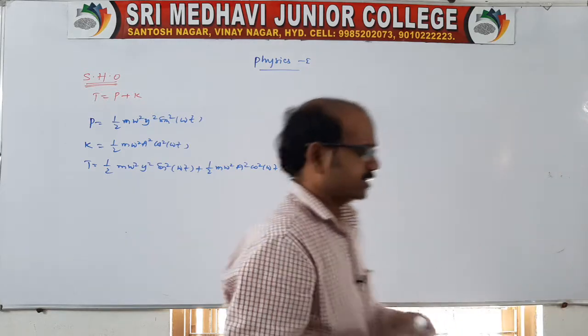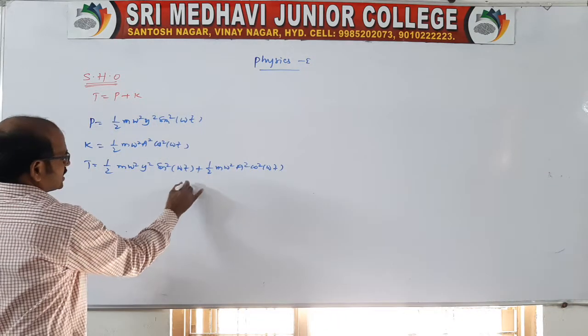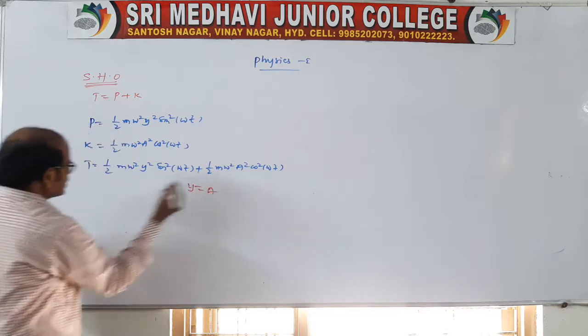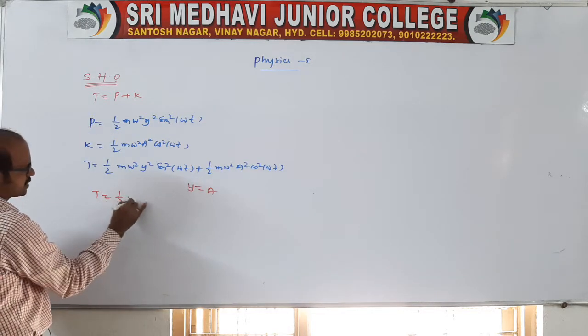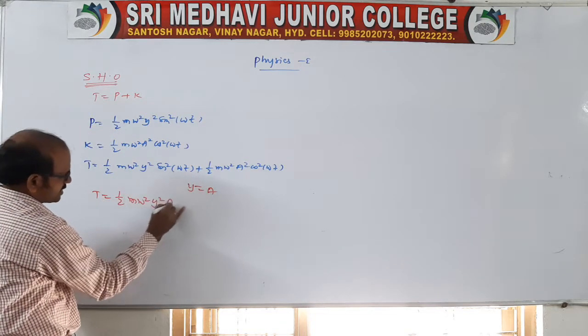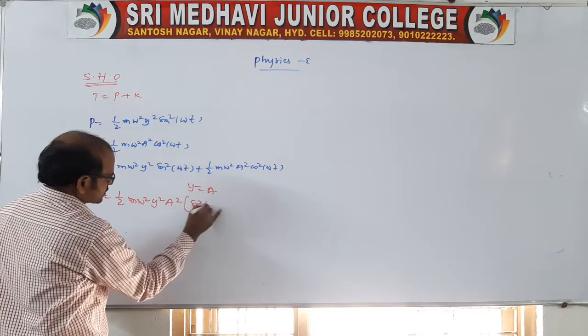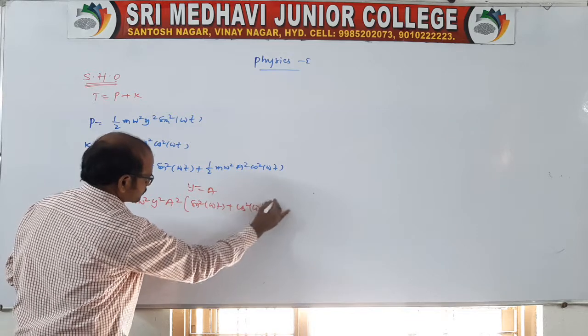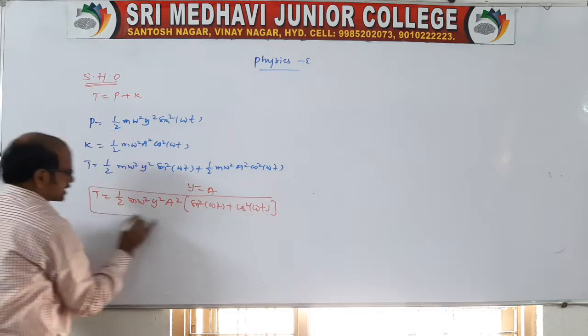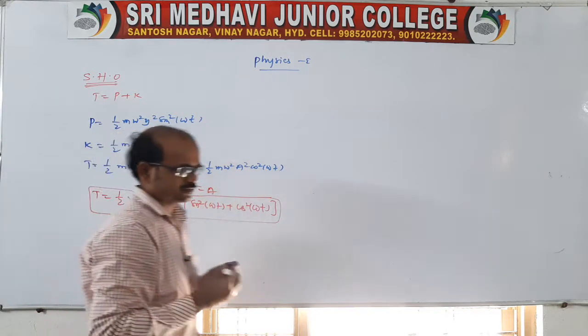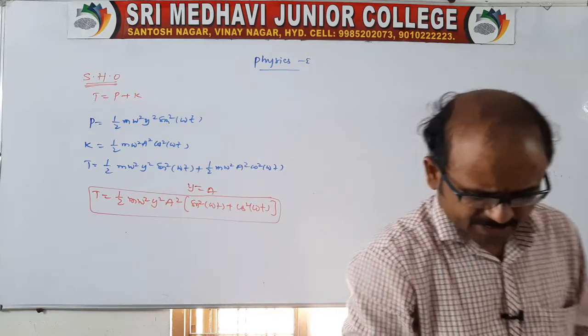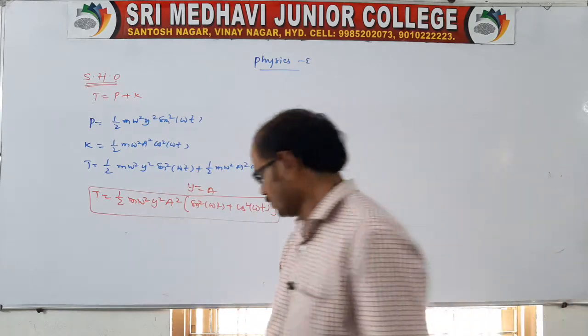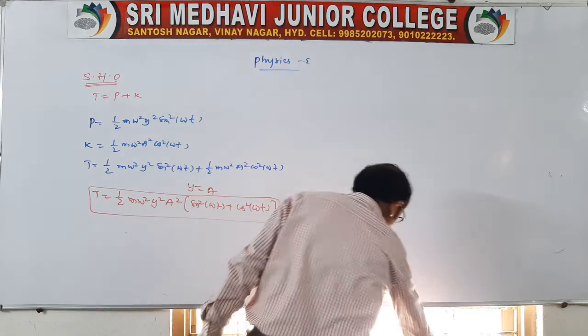Suppose you want to say y is equal to a. Therefore half m omega square a square is common, then sin square omega t plus cos square omega t, which is to be taken like this. We can say it is a total energy related question. Now on this basis, let us look at some problems.